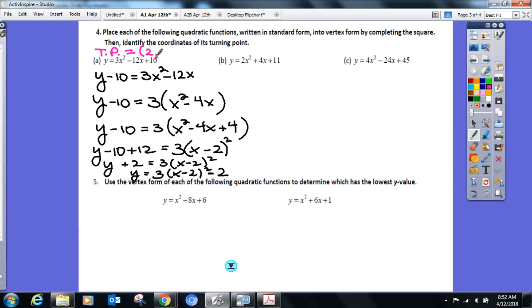Good? Let me know if it's not. I'll do it a different way. And then, okay, here you go then. That's a -2. So the turning point is 2, -2.